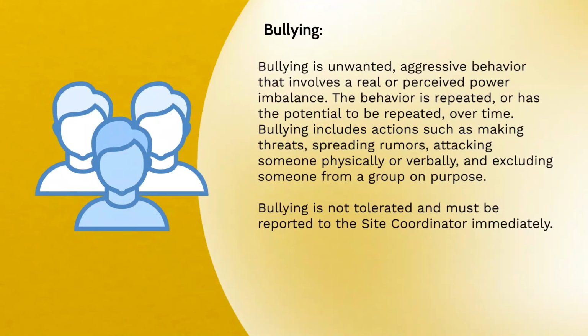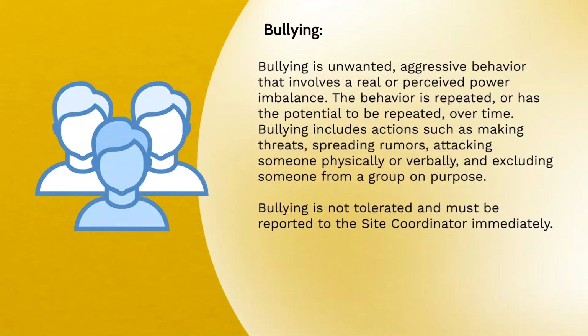Bullying. Bullying is an unwanted, aggressive behavior that involves a real or perceived power imbalance. The behavior is repeated or has the potential to be repeated over time. Bullying includes actions such as making threats, spreading rumors, attacking someone physically or verbally, and excluding someone from a group on purpose. Bullying is not tolerated and must be reported to the site coordinator immediately.